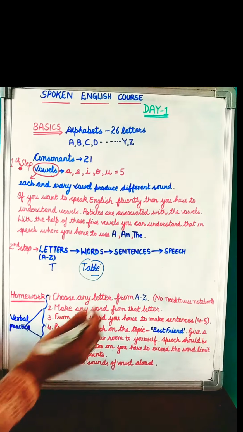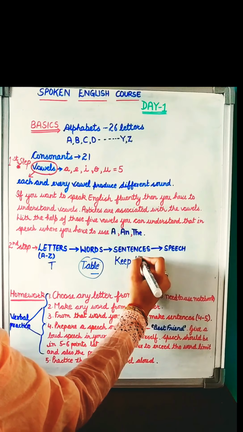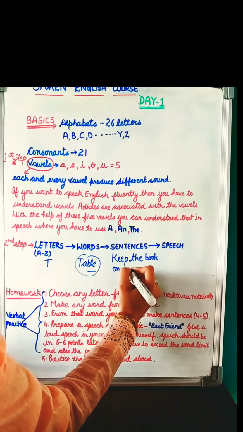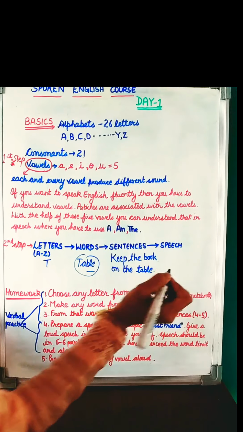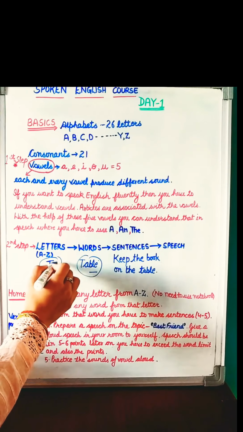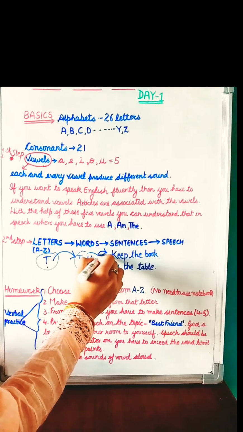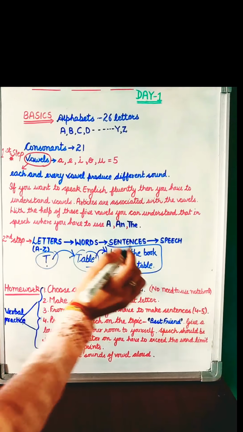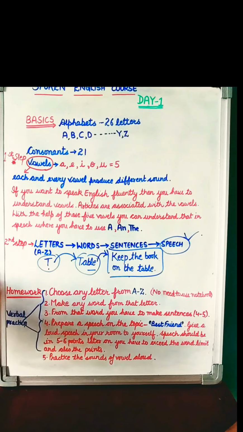So you have to combine words. Keep the book on the table. Here you can see I have chosen one letter, I have made a word from that letter, and further on I have made a sentence from that word. In this way you have to make sentences, and this will help you to enhance your speech.